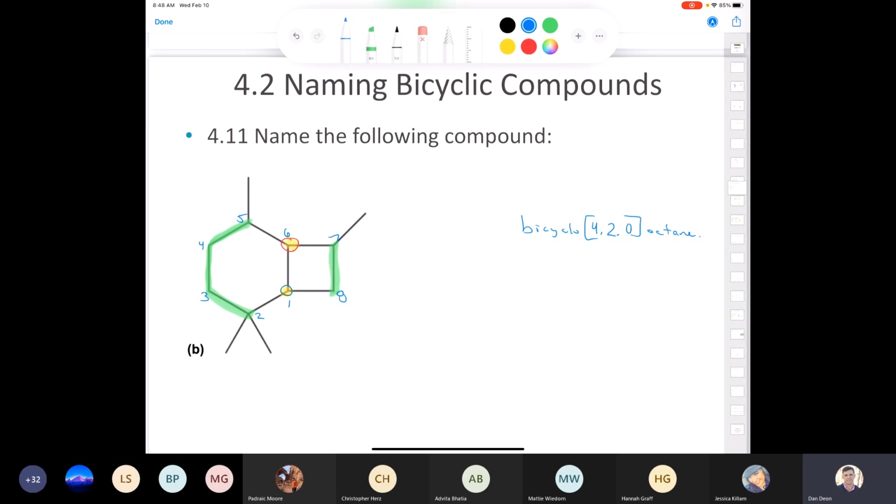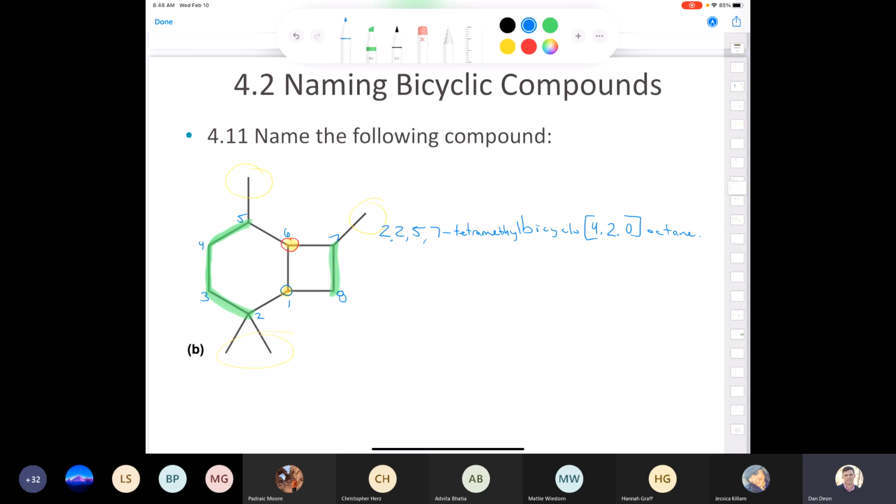So this is a bicyclo[4.2.0]. Now we've got 4 substituents. They're all methyl groups. So we've got a methyl group here, here, here, and here. So we have 2, 2, 5, 7 tetramethyl. So this is a 2,2,5,7-tetramethylbicyclo[4.2.0]octane. All right.